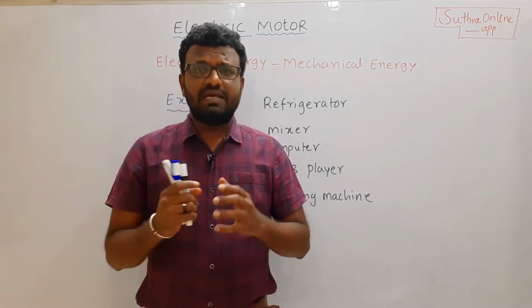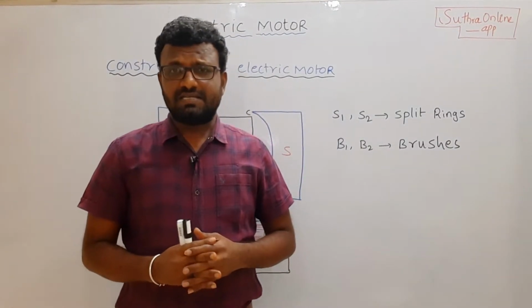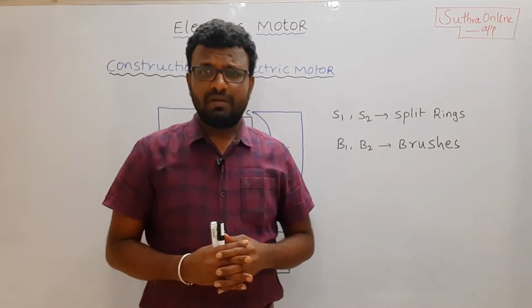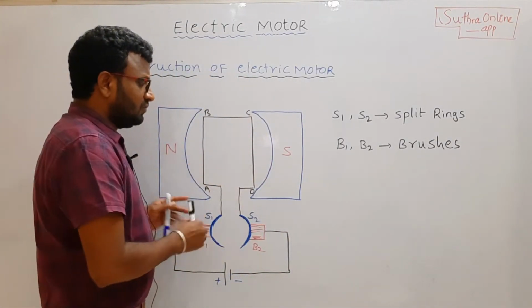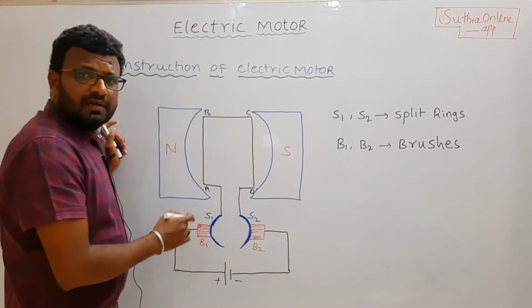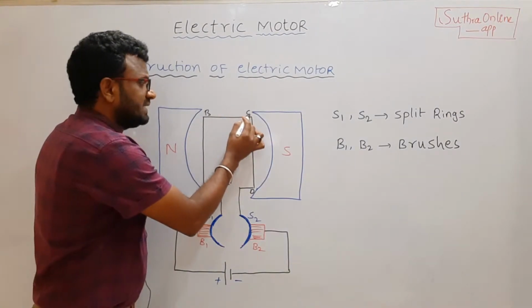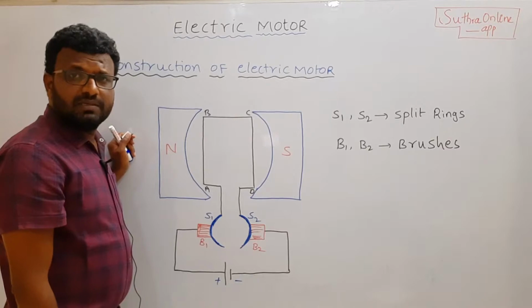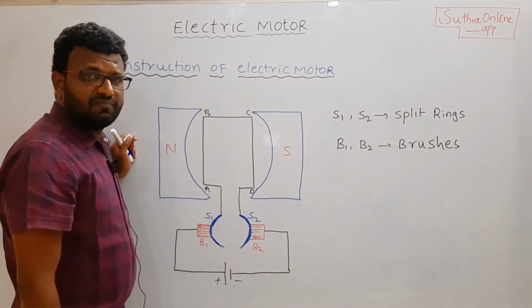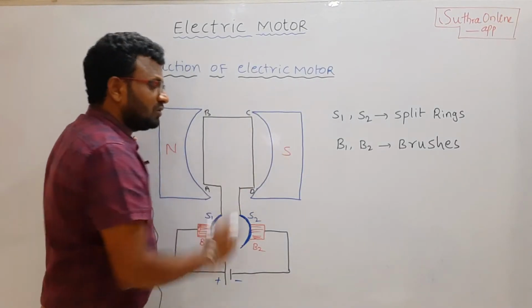So now we can see construction of electric motor. Now see here, I am taking a rectangular coil of copper wire. This is named as A, B, C, D. Now this rectangular coil is placed between the two poles of a magnetic field. So the two poles means north pole and south pole.